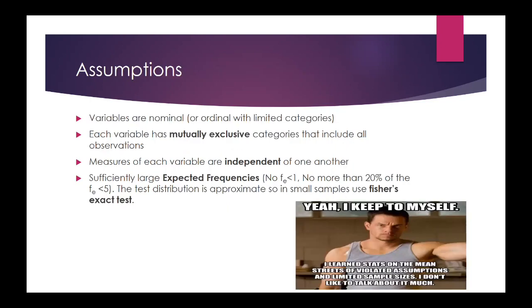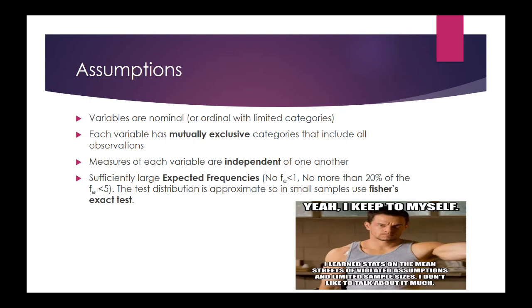So for our assumptions, the first 3 are ones you'll usually see in most statistical tests, other than obviously nominal, because we're working with nominal data. The first assumption is all variables are nominal. The second is each has mutually exclusive categories that include observations. The third is measures of each variable are independent of one another. And again, all 3 of these, if you've entered and cleaned your data correctly, you should already have accounted for before you start your analysis.